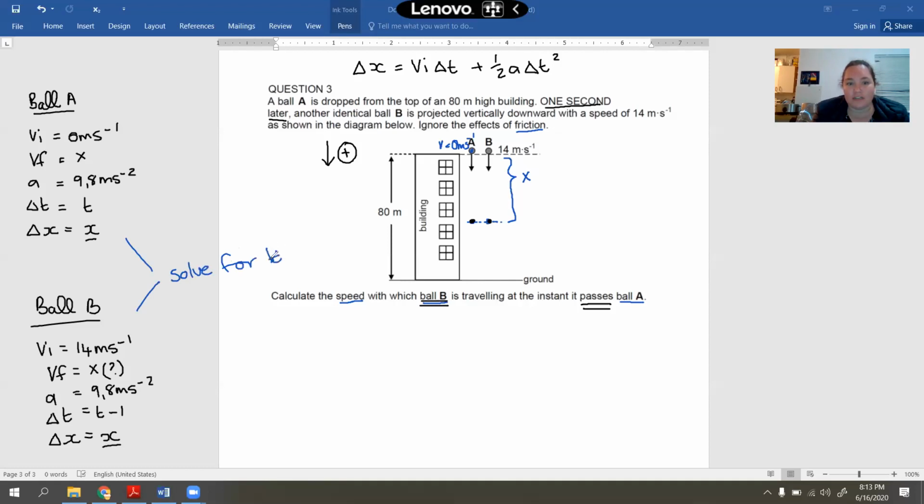Okay, technically it's t, not even delta t. You're going to solve for the time t. I guess you could solve for t minus 1, but that's one way to do it. All right.